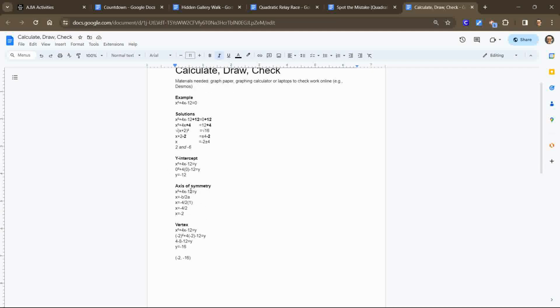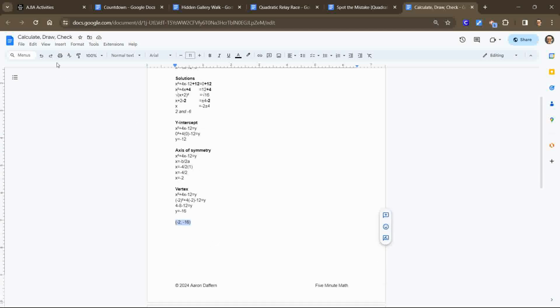You want them to find the y-intercept by substituting in 0 for x. So that's going to be a minus 12. And they're going to find the axis of symmetry, right? So that's going to be x equals negative b over 2a. So your x coordinate for the vertex is going to be negative 2. Plug that back in to find what the y coordinate is going to be, and that's going to be negative 16. So the vertex is negative 2, negative 16, okay?